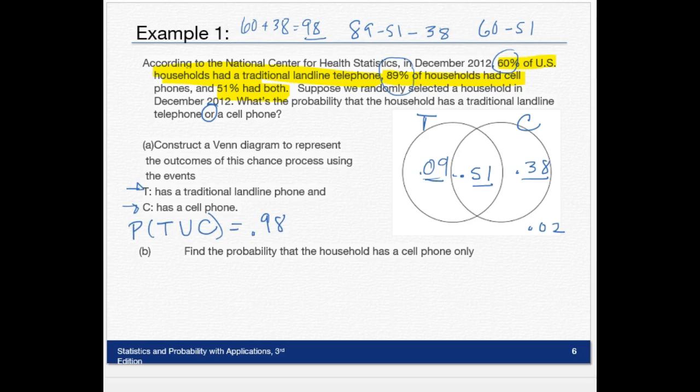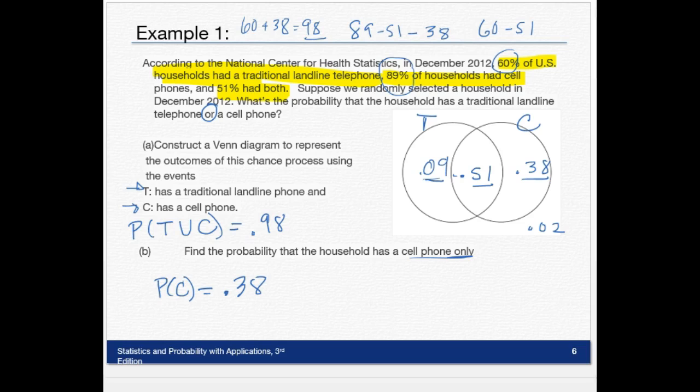Okay? That's the probability. Now, B says, find the probability the household has cell phone only. So the probability of C, which represents cell phone only, and that would be, if you just read the diagram, it's 0.38 or 38%. All right?